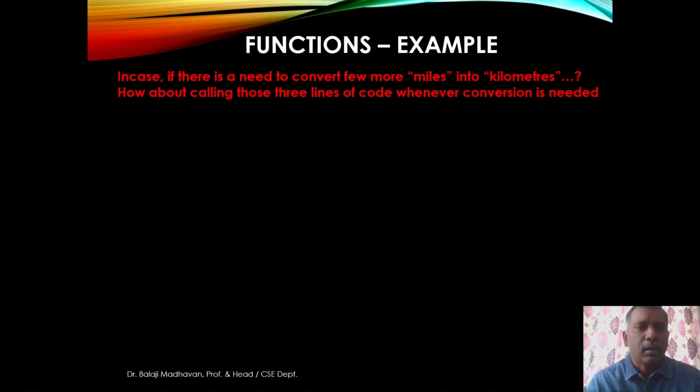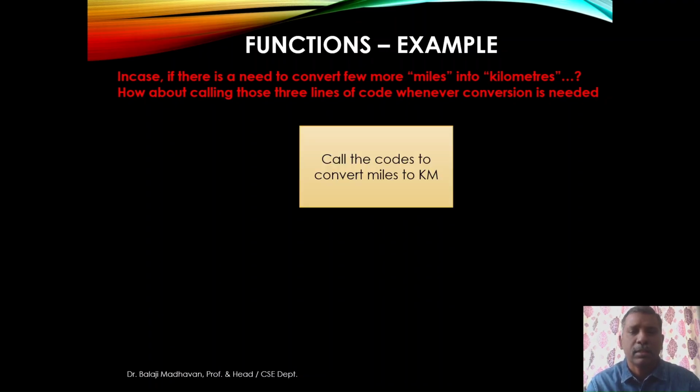Now, let us solve this problem by calling those 3 lines of code whenever a conversion is needed. What are those 3 lines? Read, convert, display. Those are the 3 lines of code. Now, we just call those 3 lines whenever there is a need to convert the data. So, how can we change?